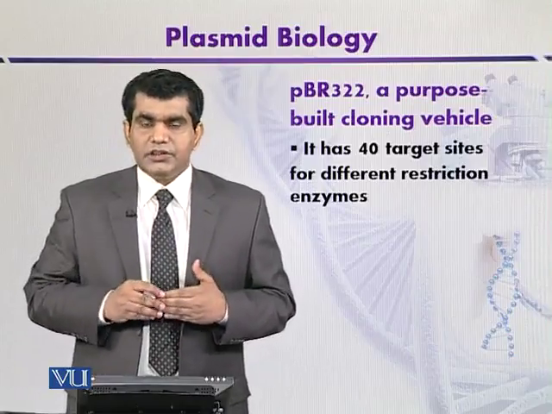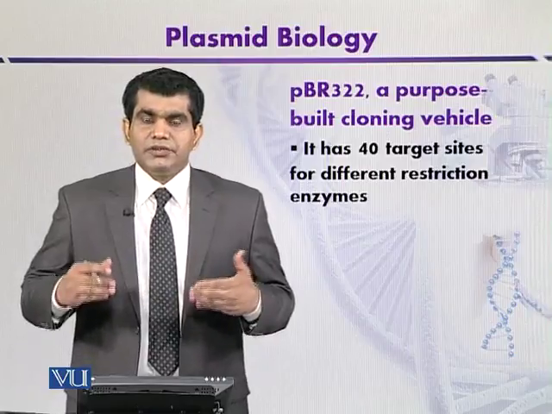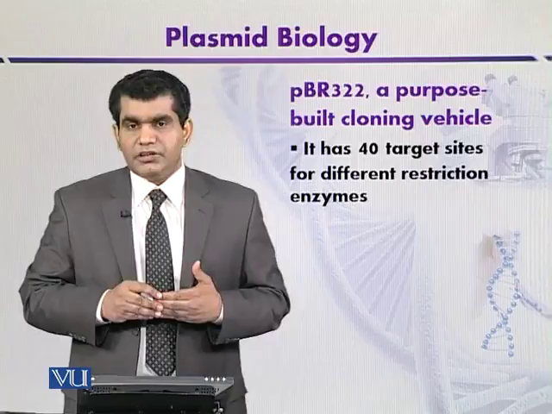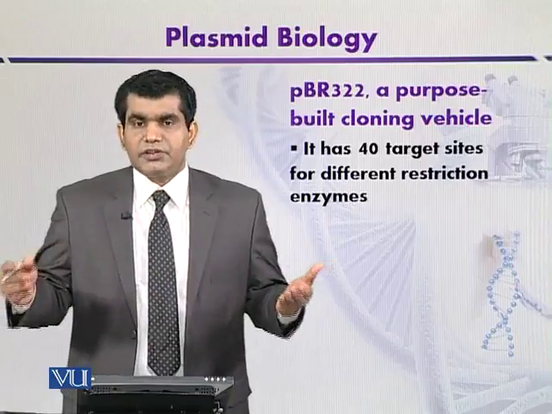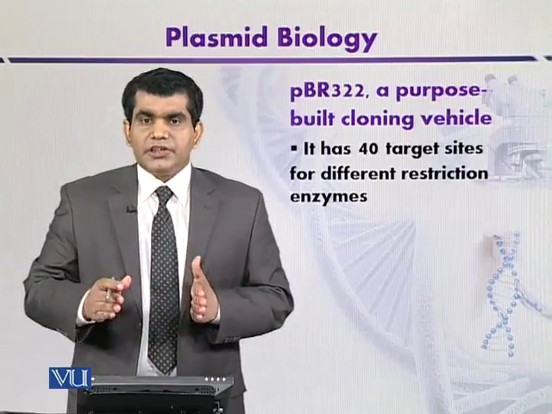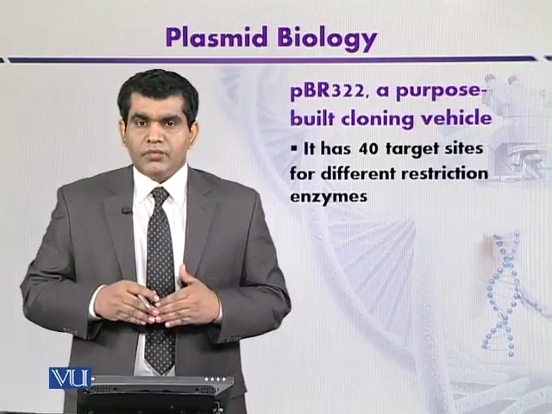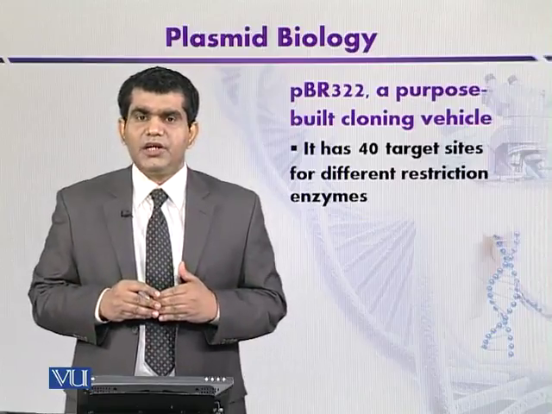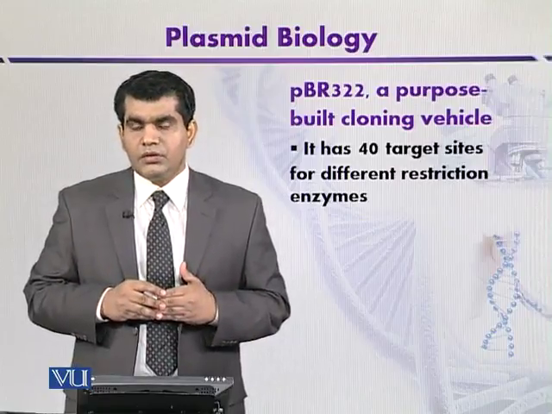Similarly, the ampicillin resistance gene also has around 6 restriction sites for different types of restriction endonucleases. Other restriction sites are present at other locations of pBR322, but they are not so useful.